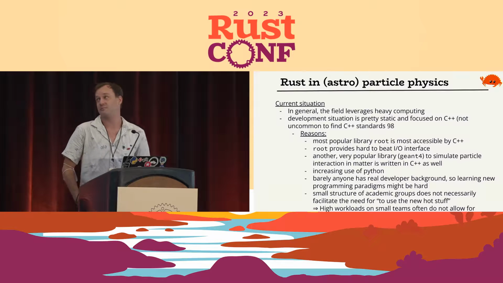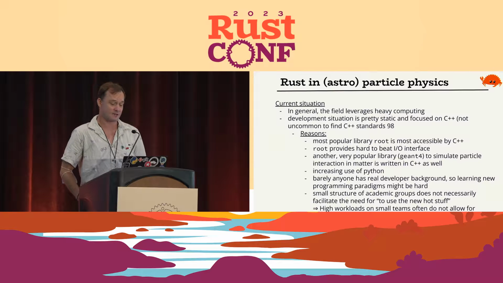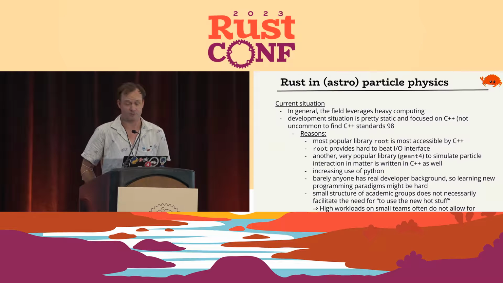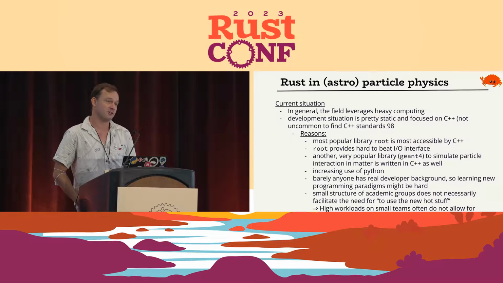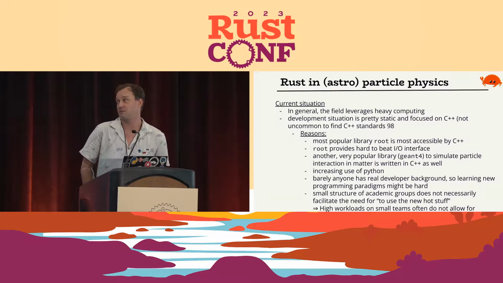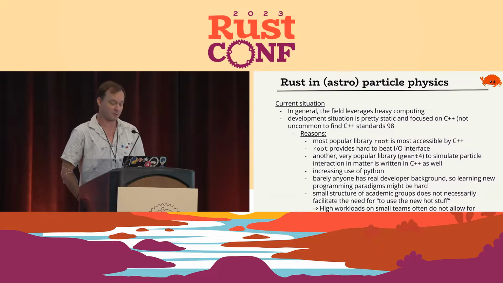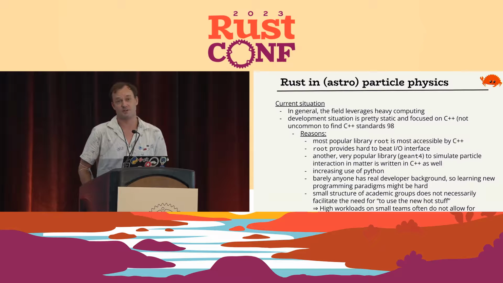I think this has two major reasons. One is big libraries which many people rely on: ROOT and the Geant4 library. ROOT comes from CERN and provides a really good input-output interface, and CERN stores all its data in this format. Geant4 is a library which is very popular for simulating particle interactions in matter. They are written in C++, so most people want to interface with that.